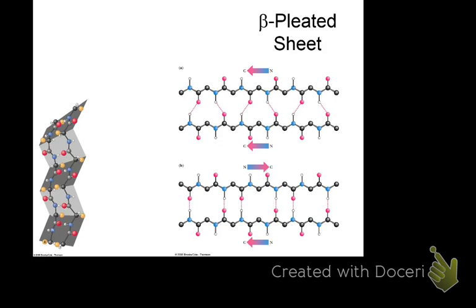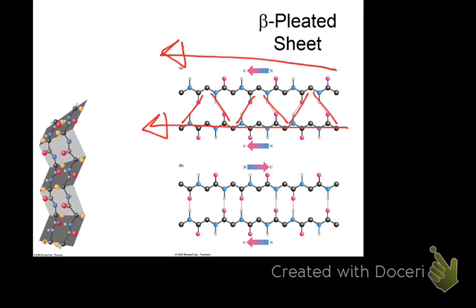Now I want you to be able to differentiate between the 2 types. It's called parallel or anti-parallel not due to the hydrogen bonding patterns, but due to the directionality of the peptide backbone. In this one, the first strand goes in the N to C direction this way, and likewise the N to C direction is the same on the neighboring strand. There is hydrogen bonding, and for a parallel beta sheet it is kind of zigzagged. There's a hydrogen bond here, here, here.